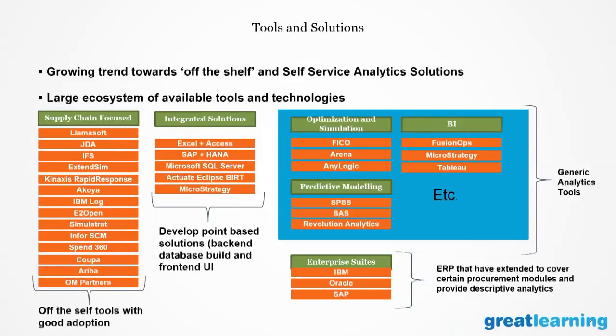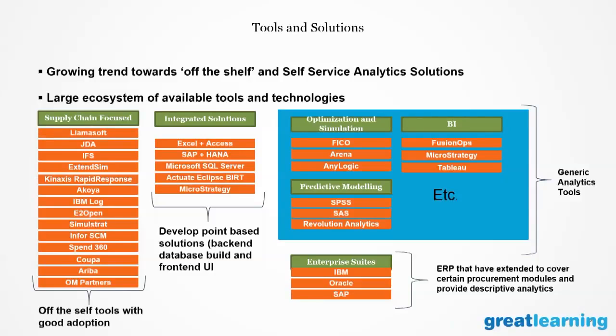Similarly, JDA is another tool within supply chain that does this. It gives you visibility and links your warehousing management systems to your transport management systems, and then of course links it back to your materials or your inventory or your planning systems to give you that visibility.